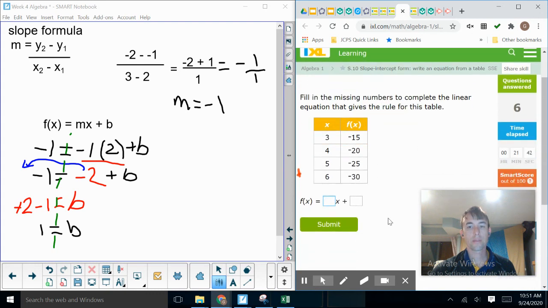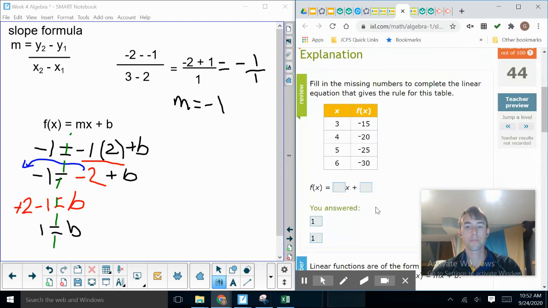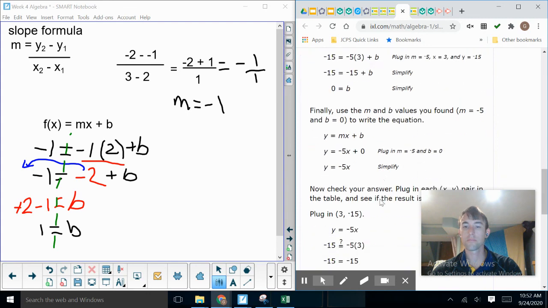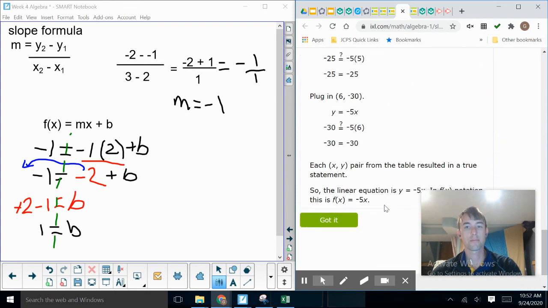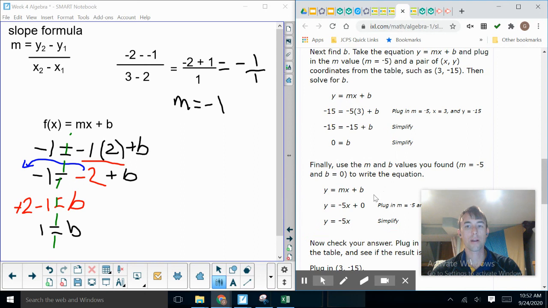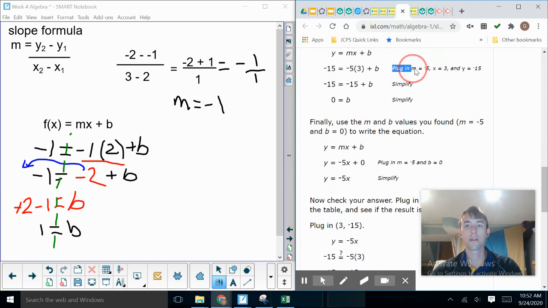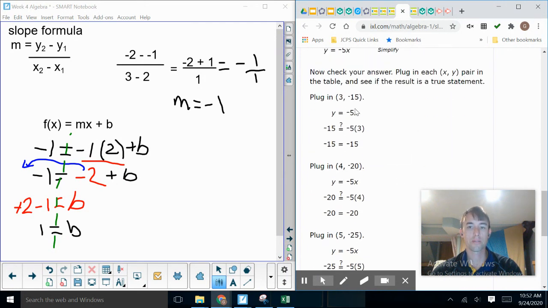All right. I know this is a bit more complicated than what we've done before. Okay? So just do your best here. If you make a mistake, you can scroll down. Don't just click, got it. Okay? Look at the progress, and then look. Here are your steps. Okay? These are what's going on. Plug in, simplify, simplify. Plug in m equals 5 and b equals 0. Okay? It's showing you the steps.